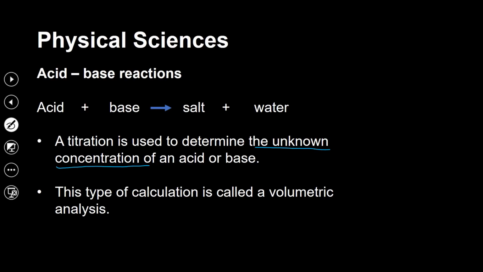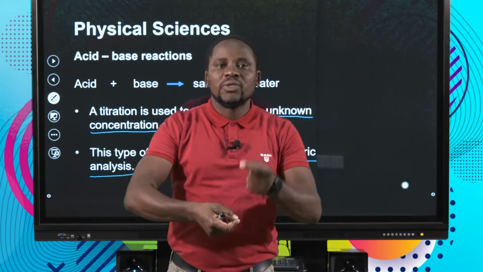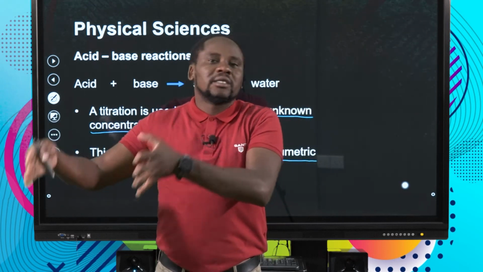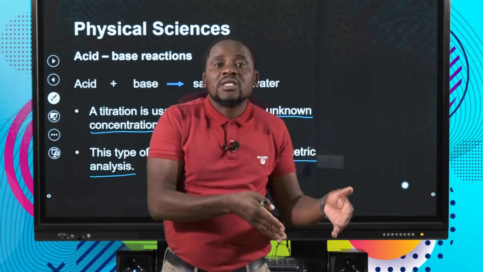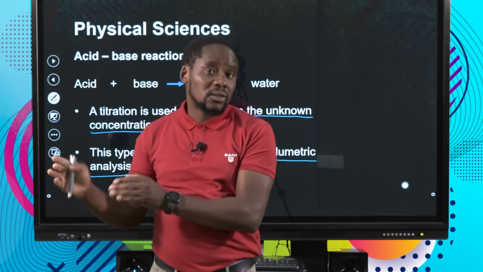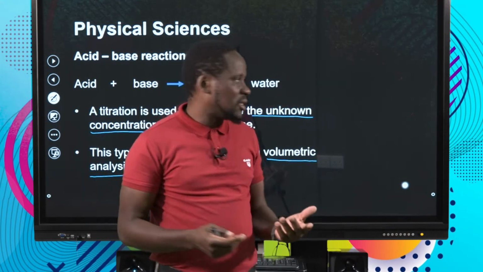So this type of calculation involved in a titration. The titration is the technique. The stoichiometric calculation we would describe or refer to as volumetric analysis. So if we talk about volumetric analysis in titration, it is that we carry out a titration, and then subsequent to that, we do calculations which are described as volumetric analysis to determine an unknown concentration using a standard solution. Basically, that's what it means, right?